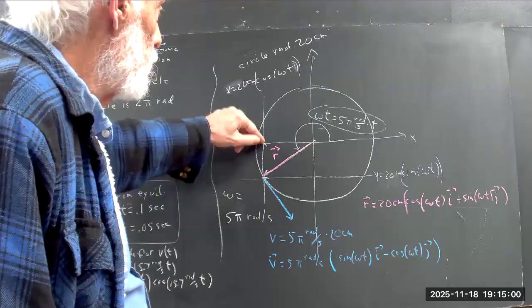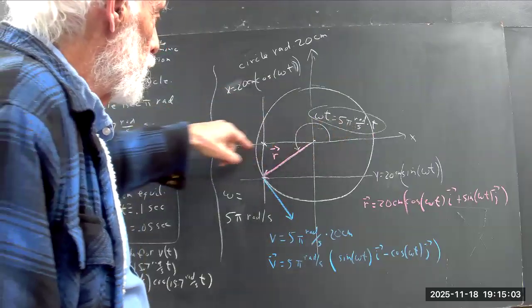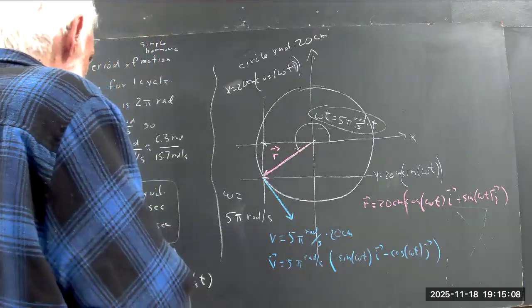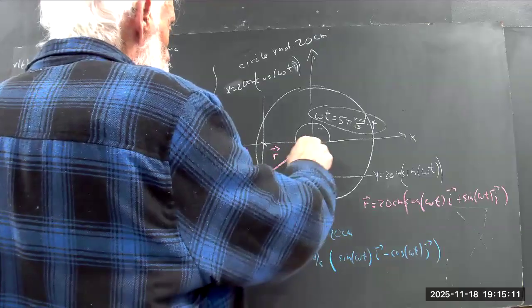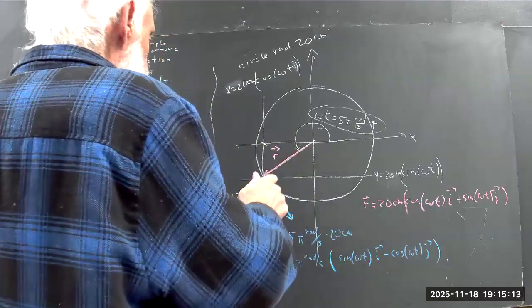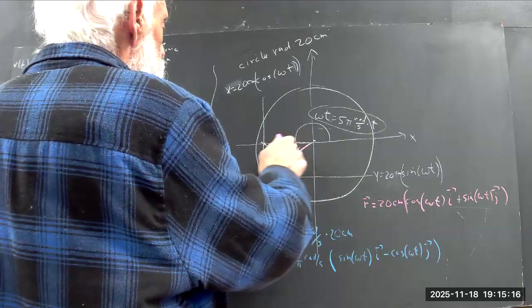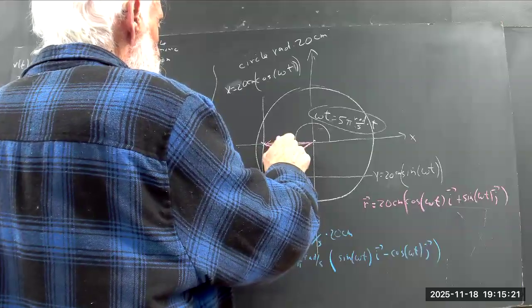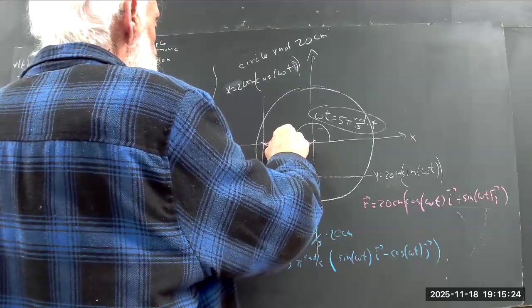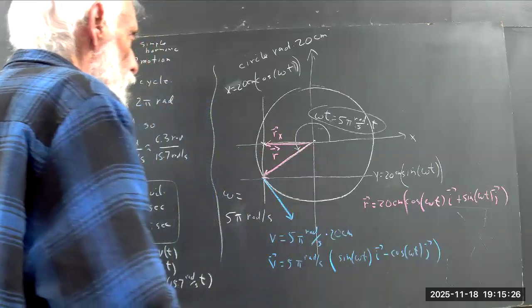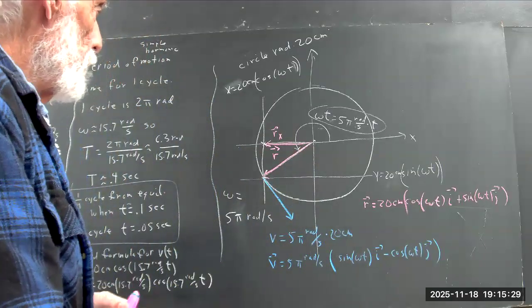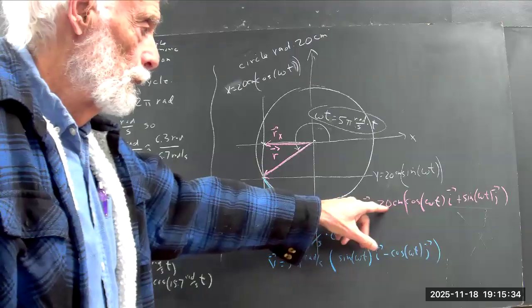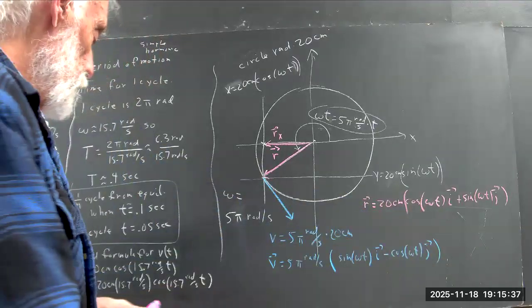The position of the point on the x-axis is just the projection of this vector on the x-axis. We could call this vector R sub x, the x-coordinate of the R vector, which of course is 20 centimeters times the cosine of omega t.